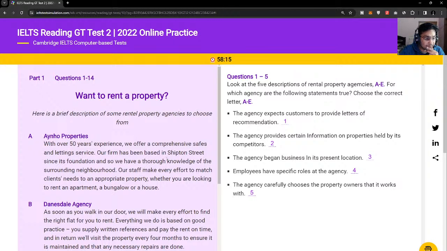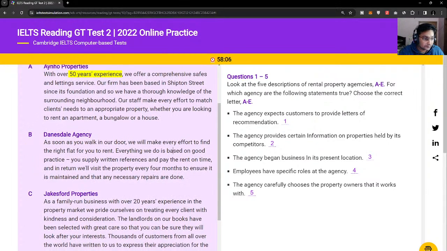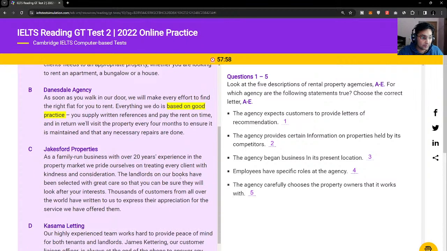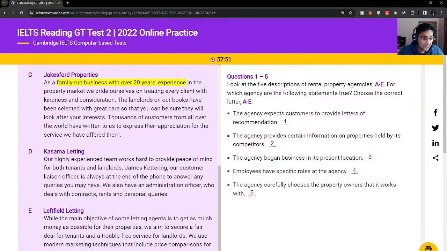So you need to highlight some of the keywords. So this is a keyword. Based on good practice, this could be another keyword. So this highlight feature is exactly the way how you're going to do IELTS on computer. Family run business with over 20 years experience. Highlight that. James Kettering, this is the name of the person, highlighted. Then administration officer, highlight that.